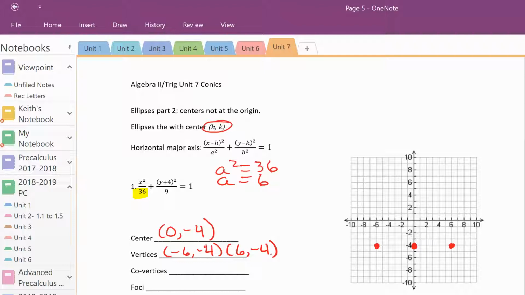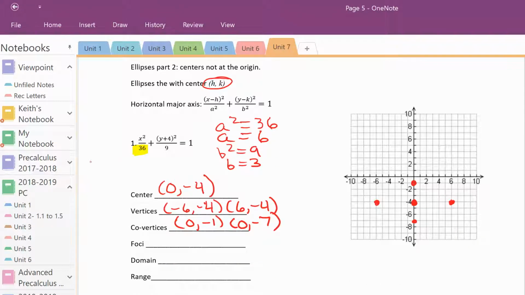And then the co-vertices going up and down here, so b squared equals 9, so b equals 3. So I go down 3, and I go up 3 from there. So my co-vertices are (0, -1) and (0, -7).